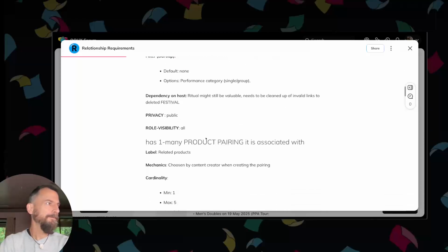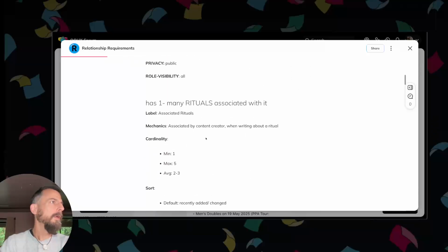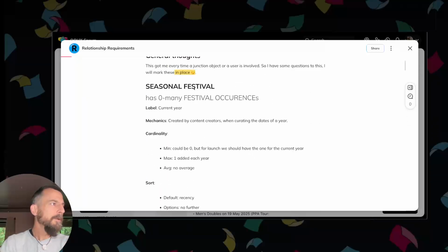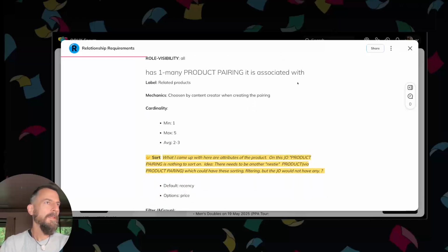So you had a question here on, let's see, the object is seasonal festival, which has one-to-many product pairings it's associated with. And you said, sort: what I came up with here are attributes of the product. On this junction object, product pairing, there is nothing to sort on. There needs to be another nested product by a product pairing, which would have these sorting and filtering, but the junction object would not have any. Okay, let's talk about it for a second.